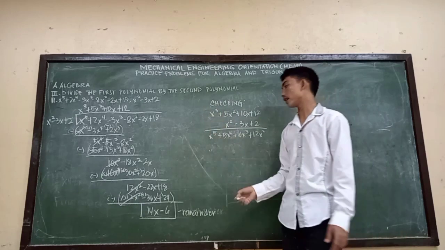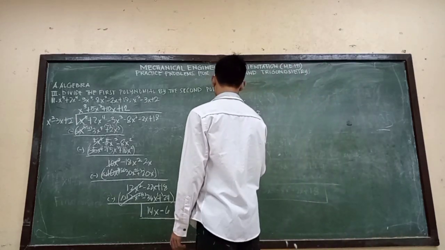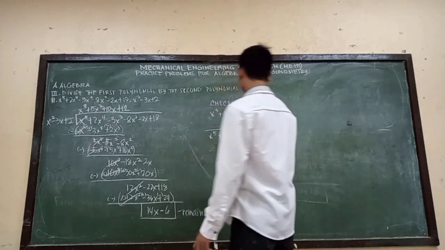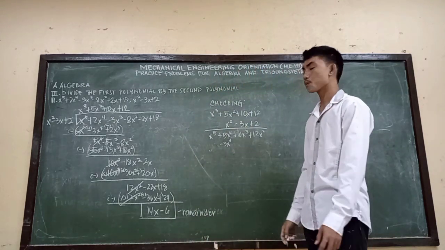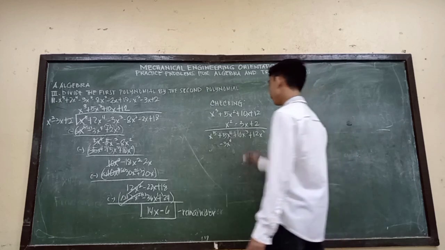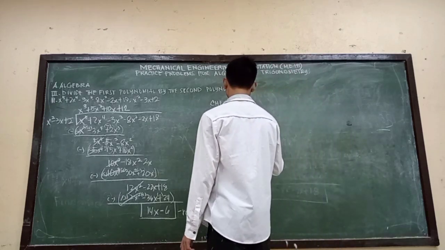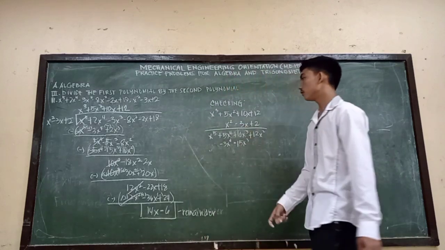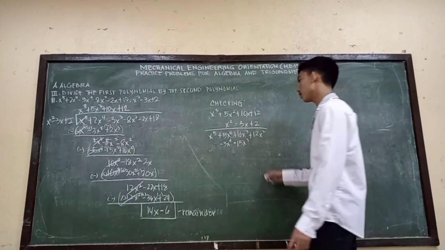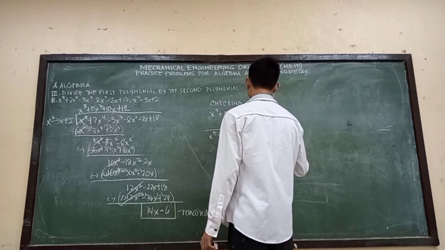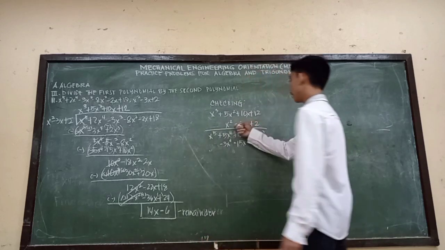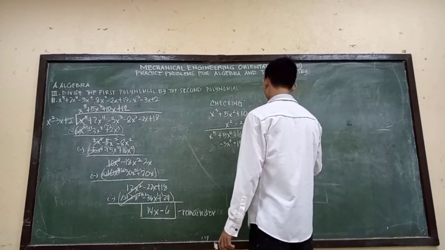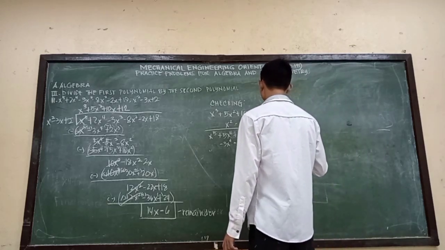Negative 3x times x cubed will give us negative 3x to the fourth. Negative 3x times 5x squared will give us negative 15x cubed. Negative 3x times 10x will give us negative 30x squared. And then negative 3x times 12 will give us negative 36x.